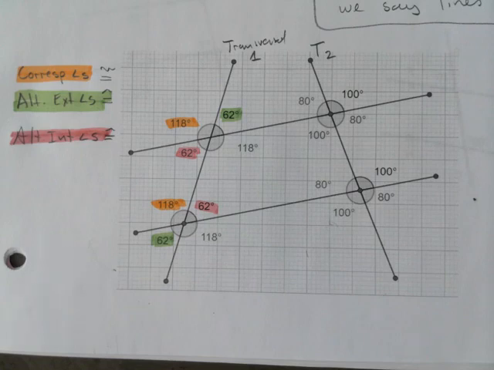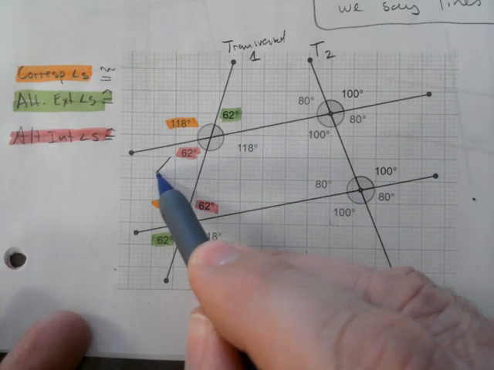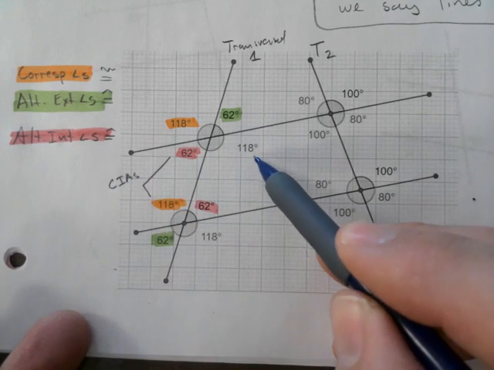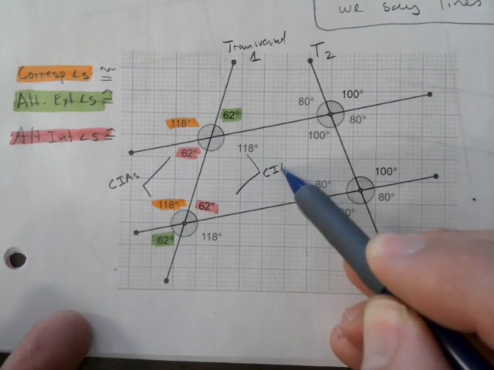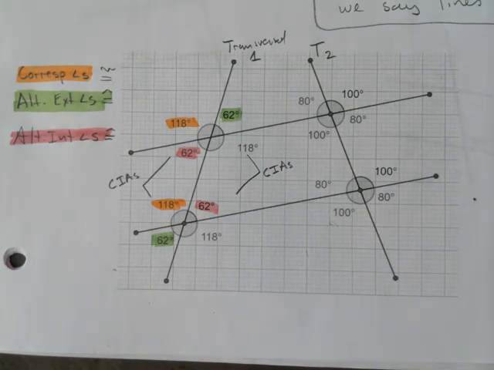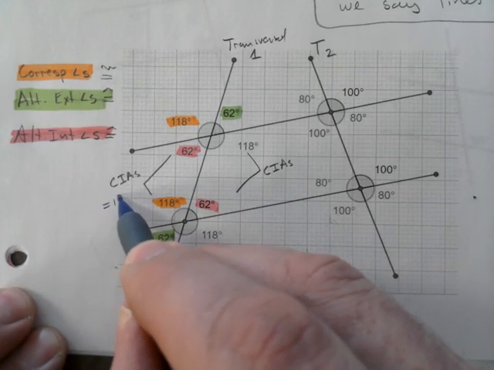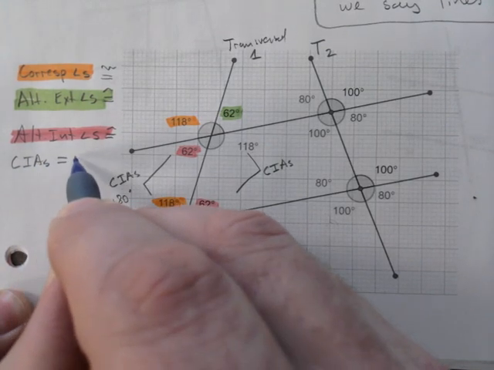And what's the fourth one? Fourth one is consecutive interior, and I don't want to use a highlighter because it's going to kind of butcher stuff. But these two here are CIAs. So are these two. Do they add up to 180? They do, right? If you add that up, they actually add up to 180 degrees. So we can say that the CIAs are equal to 180 degrees.